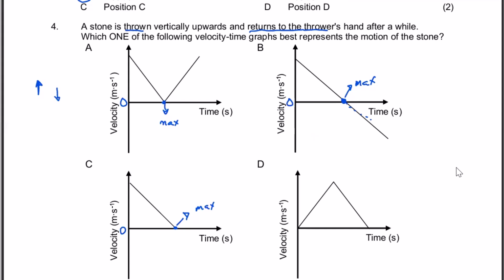So we're going to say a straight line with a negative slope crossing 0. That's what we're looking for: a straight line with a negative slope crossing 0. The one that fits that criteria is option B, right? For option C, what happened is that you threw this object up to the maximum height, and that's where the object ended up.